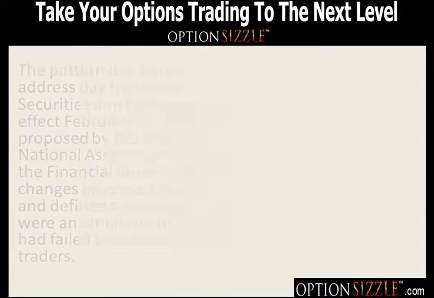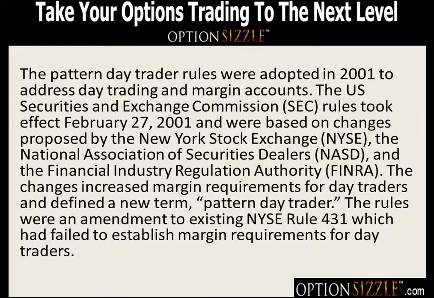The pattern day trader rules were adopted in 2001 to address day trading and margin accounts. The U.S. Securities and Exchange Commission rules took effect February 27, 2001, and were based on changes proposed by the New York Stock Exchange, the National Association of Securities Dealers, and the Financial Industry Regulatory Authority. The changes increased margin requirements for day traders and defined a new term, pattern day trader. The rules were an amendment to the existing New York Stock Exchange Rule 431, which had failed to establish margin requirements for day traders.